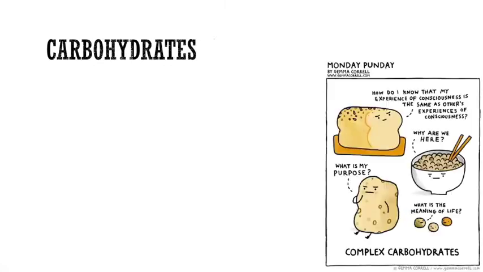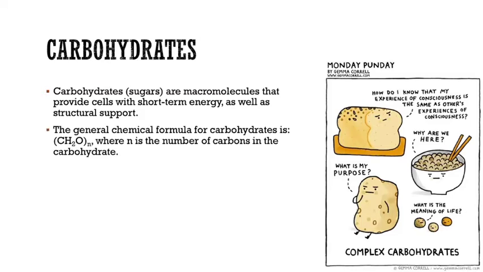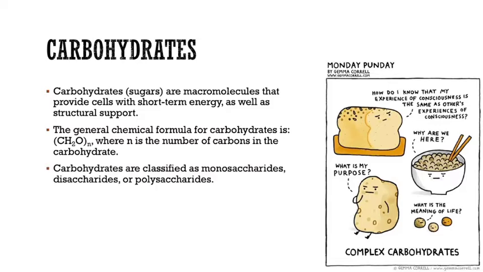Okay, so we'll start with carbohydrates. Carbohydrates are more commonly known as sugars, and these are macromolecules that provide cells with short-term energy and can provide some structural support. The general formula for carbohydrates is CH2On, where n is the number of carbons in the carbohydrate. If you think about, say, glucose, that one is C6H12O6. Carbohydrates are classified as either monosaccharides, disaccharides, or polysaccharides, and we'll get into what those are in a minute.